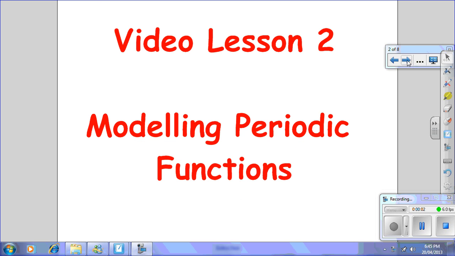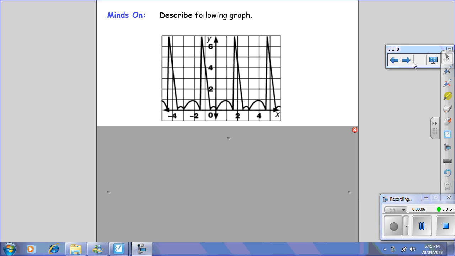Trigonometric functions, and modeling periodic functions. I'm going to just flip back a bit and talk about what a periodic function is again. If I want to describe this graph that I see in front of me, I want to look and see, does it have repeating behavior? Because that's what this unit's about.